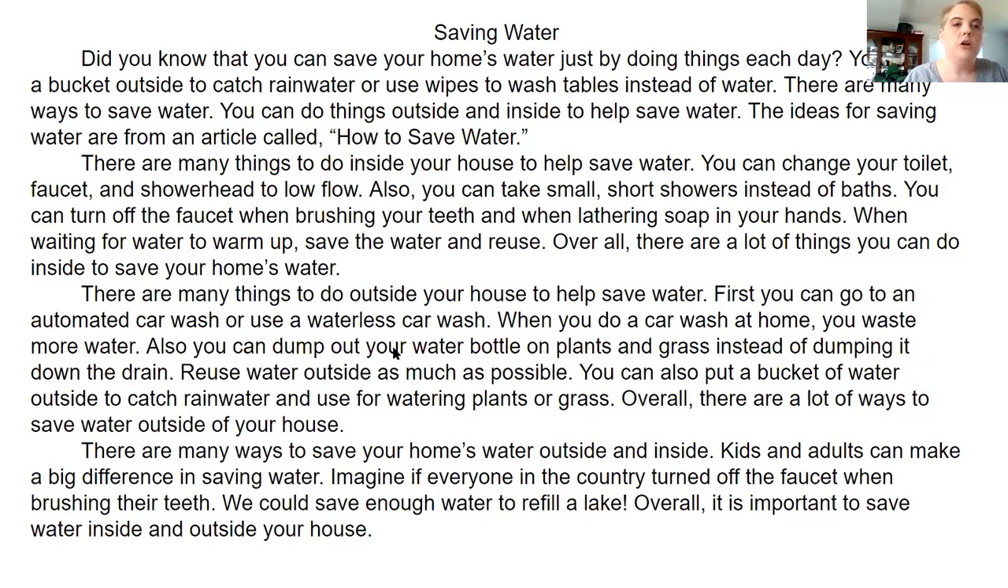So if we look, first you can go to an automated car wash or waterless car wash. When you do a car wash at home, you waste more water. Also, you can dump out your water bottle on plants and grass instead of dumping it down the drain. So see, we fixed this so that now it all makes sense, that all of our subjects and verbs line up. Reuse water outside as much as possible. Well, Ms. Bratton, there's no subject here. Yes, there is. Remember, there's the you. Y-O-U, you. It's a command. It's telling you to do something. You reuse water outside as much as possible.